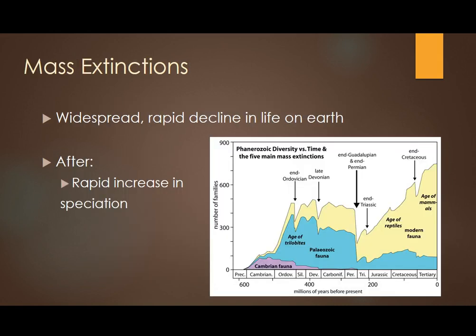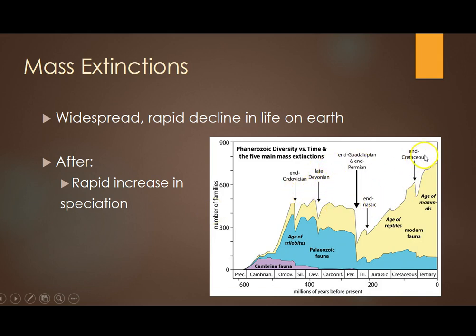Okay. So we've hit this a little bit already, but mass extinctions are widespread rapid declines in life on Earth, where 60% plus of species go extinct. At each of these arrows you see a drastic drop in the number of families. So that's not species, that's a little broader.